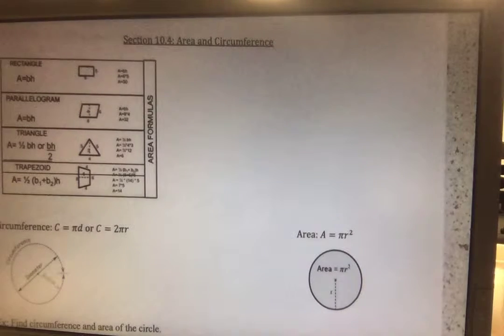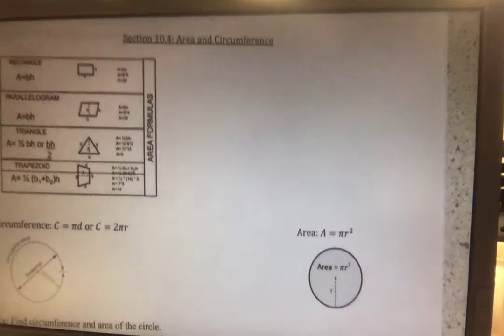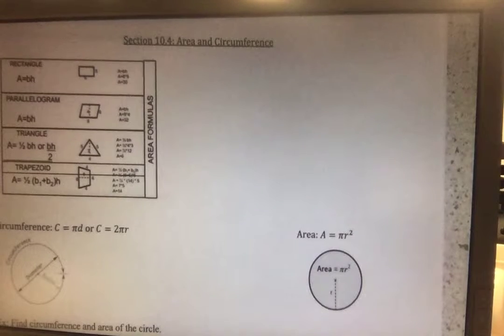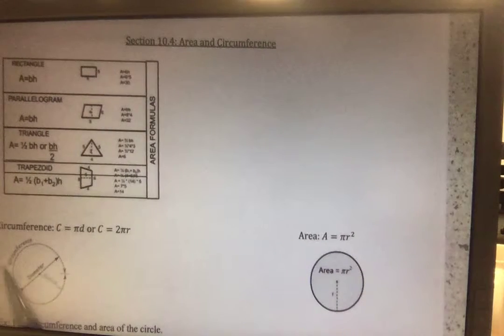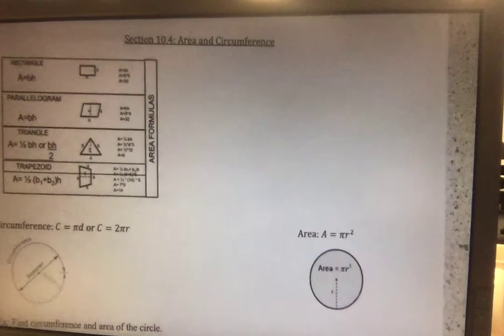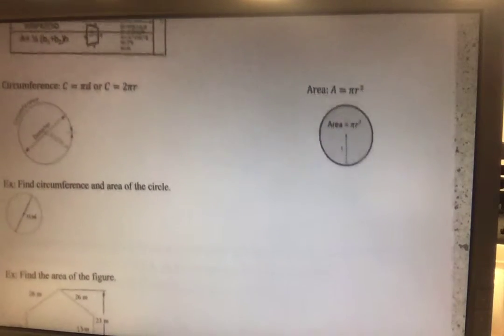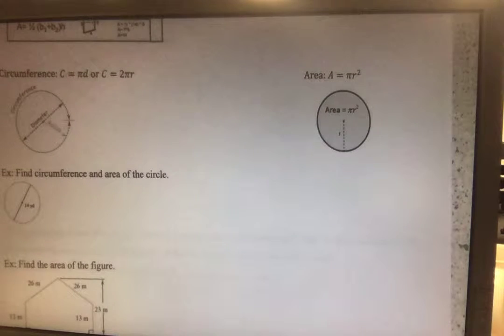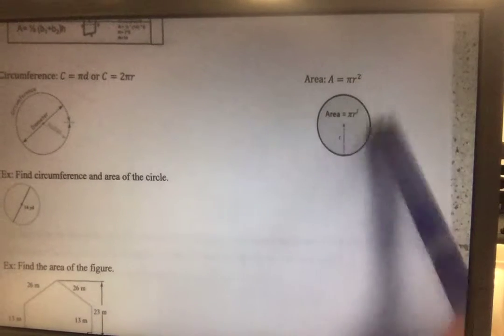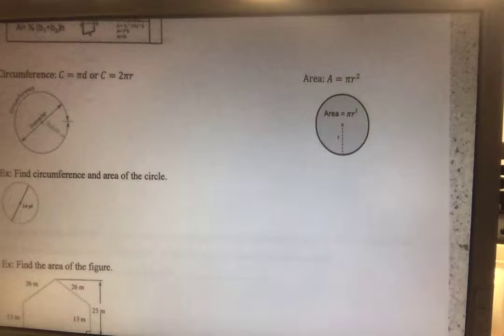All right, so this video covers section 10.4, which is area and circumference. So we have some area formulas up here. Area is, remember, squared units because it's length times width or whatever, so it's units squared. Circumference is our perimeter for a circle. So perimeter for a circle is going to be just units, so whether it's just feet, just inches, whatever. And then our area for a circle formula.